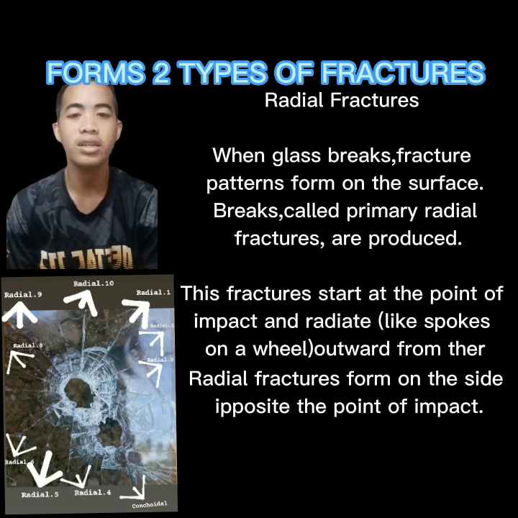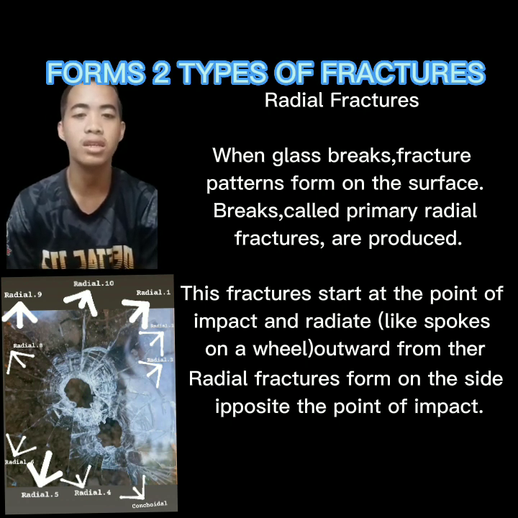Second is concentric fractures. Secondary fractures may also form. These fractures take the form of concentric circles around the point of impact. Concentric circles are circles that have the same center. Concentric circles form on the same side of the glass as the point of impact.